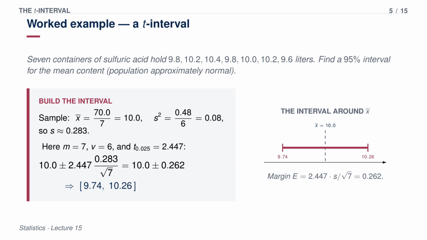10 plus or minus 0.262 gives the interval 9.74 to 10.26. With 7 readings and no known sigma, that's the honest range for the true mean, and you can see it bracketed around 10 on the right.